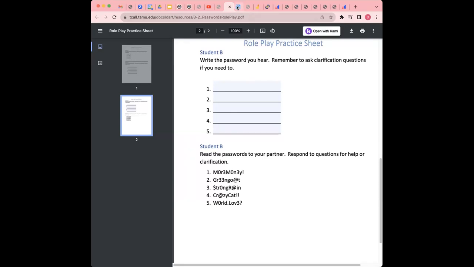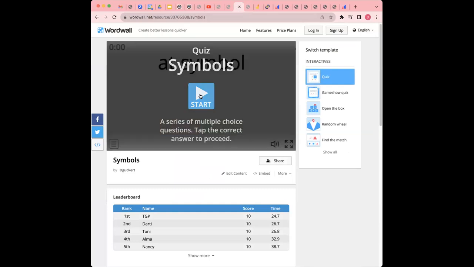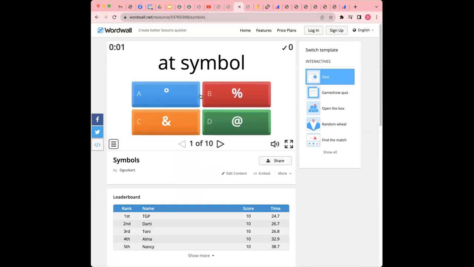Other pieces of this lesson that I think are really nice: there is a word wall that includes a quiz. You don't have to pay for word wall to use it. You can just start it and they're going to identify which one is the @ symbol. So which one do I want here? A, B, C, or D? D. I think I heard D. So we're going to go with that one.